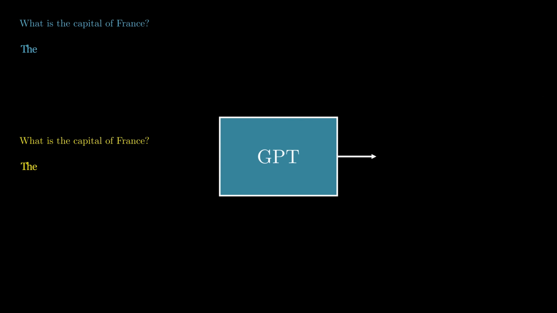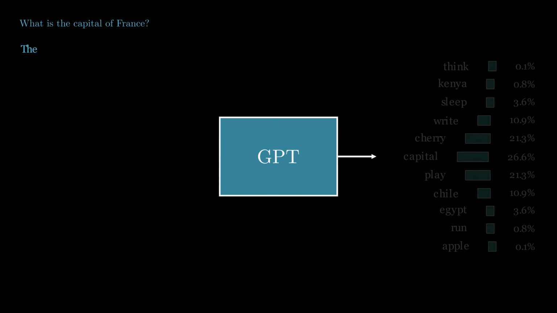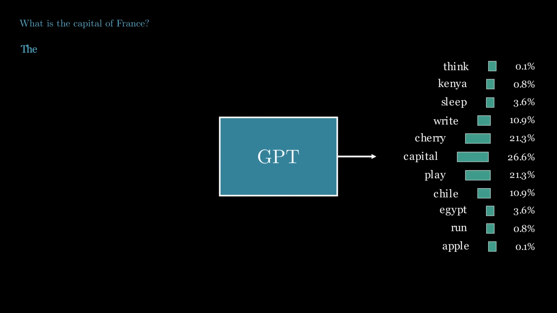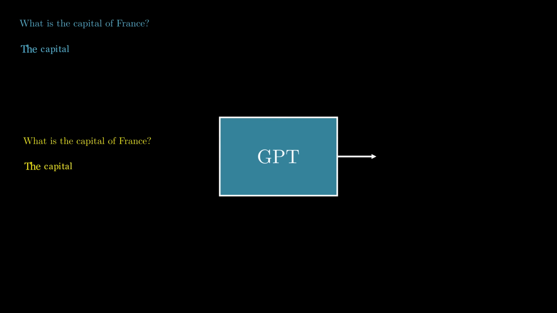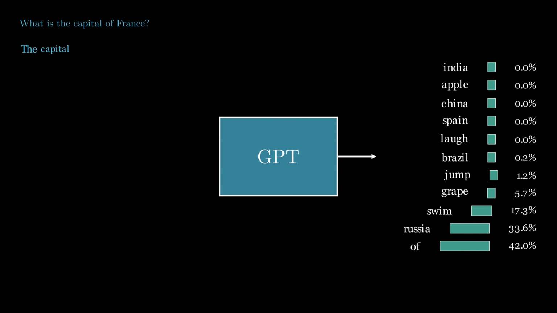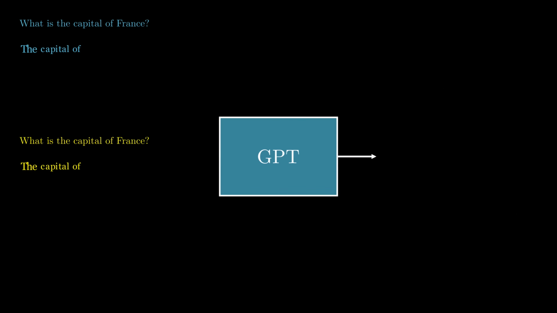So now the input is, what is the capital of France? The. ChatGPT looks at everything again and asks, given this whole sequence, what is the next word now? Maybe it predicts "capital". We append it again, feed the whole thing back in, and repeat. If we keep doing this step by step, it might go like this.